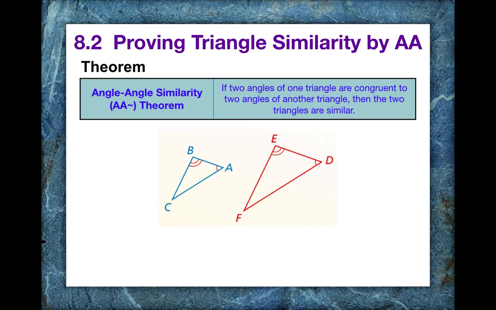There's a theorem that says that if you have two triangles, and one triangle has two angles that are congruent to two angles of a second triangle, then the triangles are similar. So in this particular case, I have angle A and angle D congruent. Angle B and E are congruent. And once I'm shown that, then I know that the two triangles are similar.